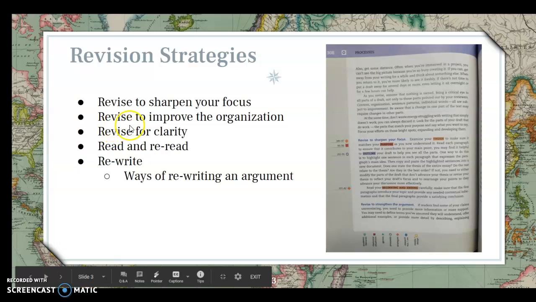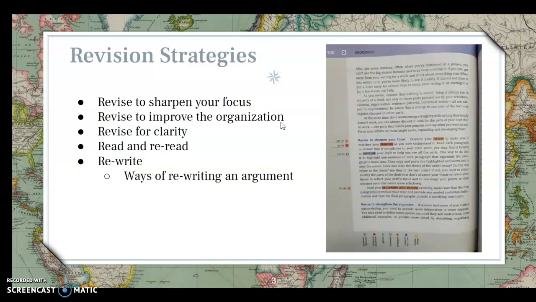All right, the other thing here is revise to improve the organization. Notice here we're talking about global issues, meaning things that have to do with the whole essay, the essay as a whole. What works best? Should you move some of the paragraphs around and position them in a different order, so that you can make your point even more effectively? That may have to happen in order for you to do a good job in conveying your information, your message, and your argument. All right, notice here as well it says revise for clarity.